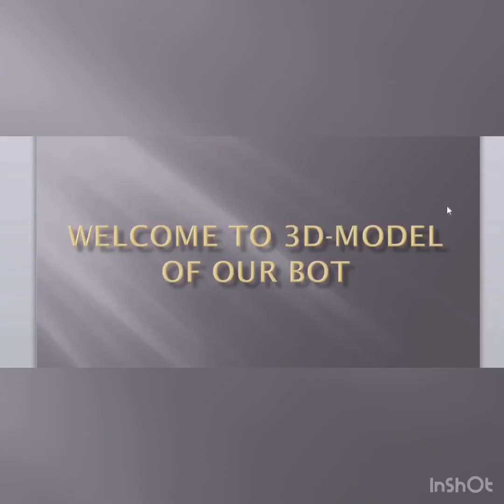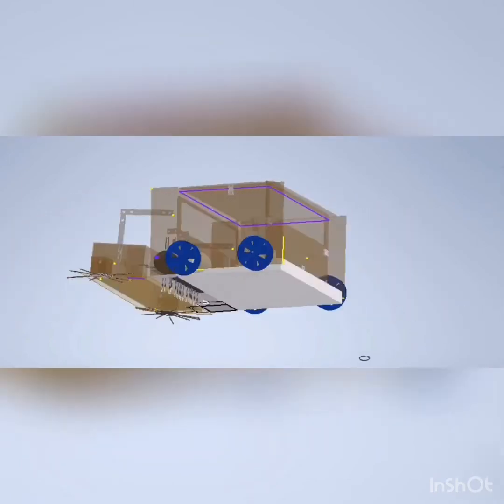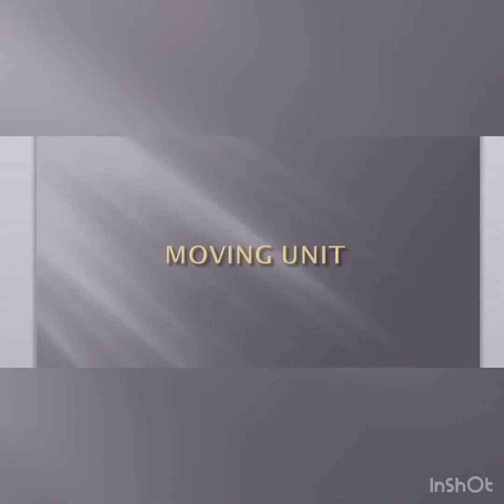Welcome to 3D model of our bot. Moving unit. The moving unit consists of 10 mm thickness of foam sheet and having the dimension of 20 into 30 cm, and it consists of 2 motors and wheels. The motors of the wheels having the speed of 30 rpm.